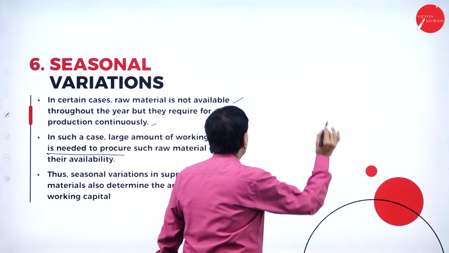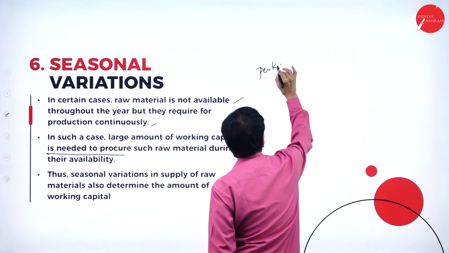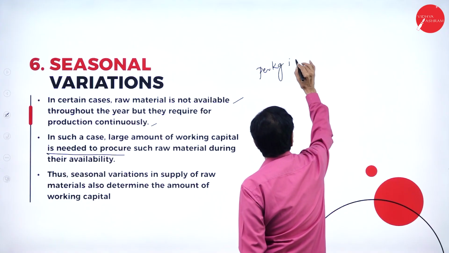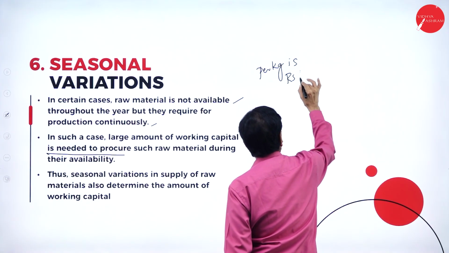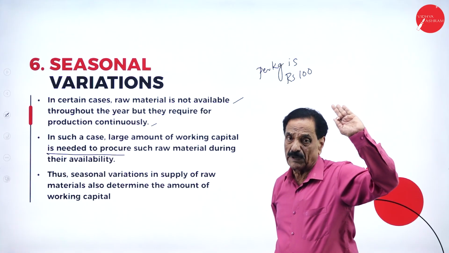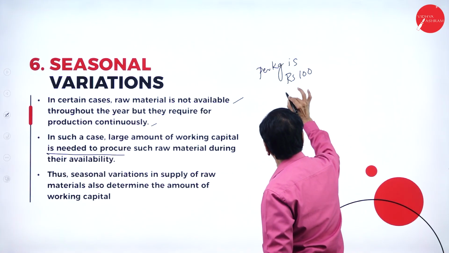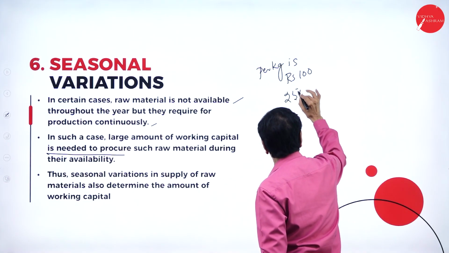For example, if the cost of raw material per kg is rupees 100 regularly, but when the raw materials are not available, the demand goes up and the price per kg goes to rupees 250.